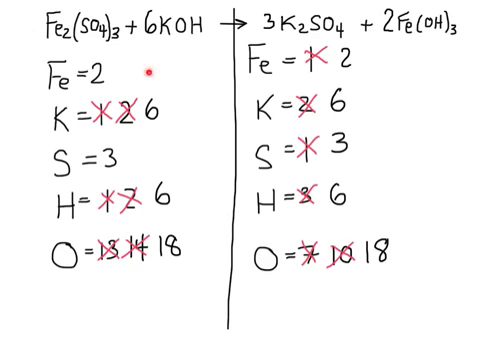And now let's go through and check. Irons match, potassium matches, sulfur matches, hydrogen matches, and oxygen matches. This is our completed balanced chemical equation. So I just had to add a 6 there, a 3 there, and a 2 there.